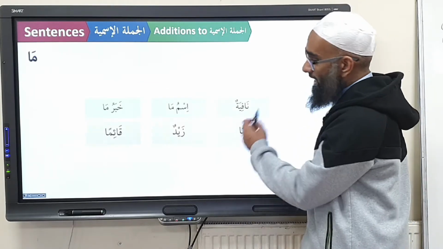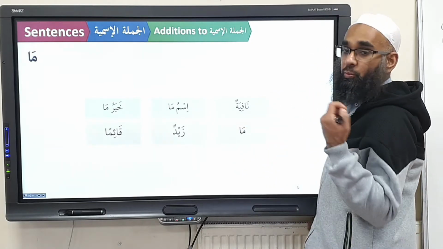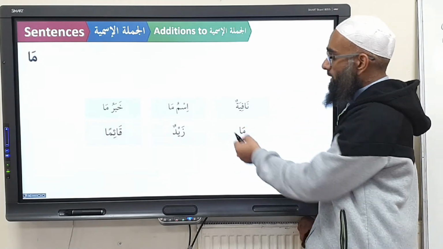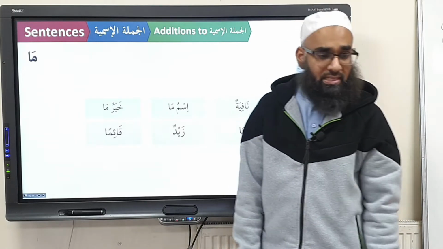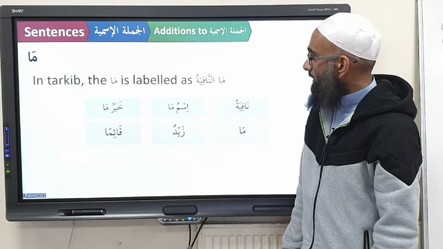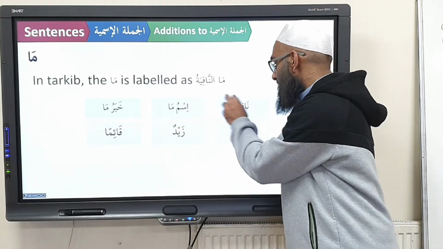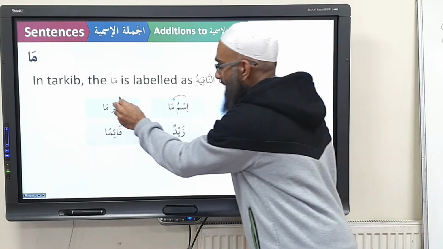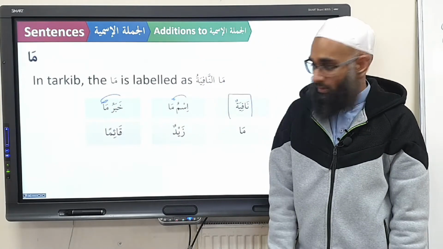And in tarkeeb, you won't call it fa'lu naqis because it's not a fa'l. What do you say this is? Nafiya. Okay? You call it ma nafiya in tarkeeb. And it becomes the ism of ma, and the khabar of ma. Yes?